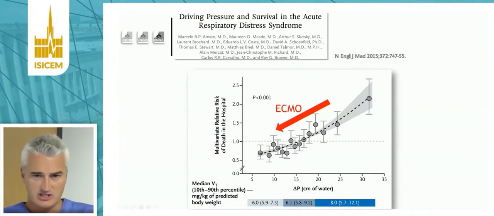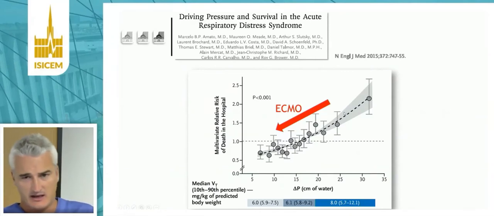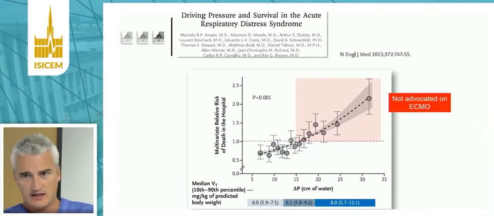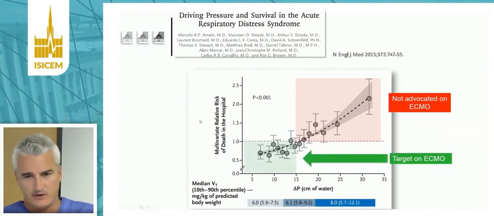And we know this relationship between the relative risk of death in the hospital and the driving pressure. So the higher the driving pressure, the higher the relative risk. And with ECMO, you can safely decrease the driving pressure. And clearly on ECMO, we will target a driving pressure below 15, because based on that landmark study, you see that the relative risk of mortality was below 1 when the driving pressure was below 15.